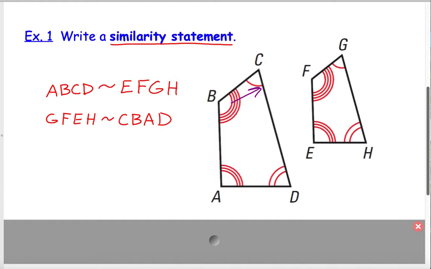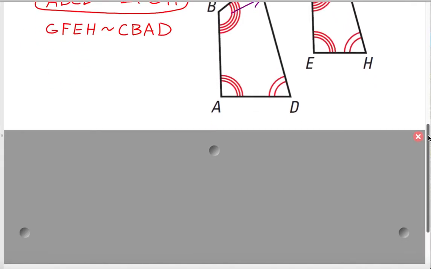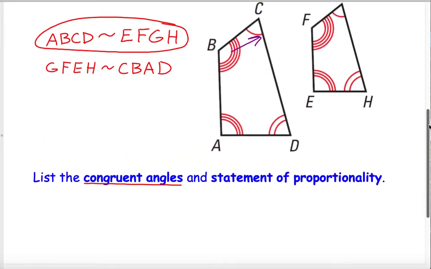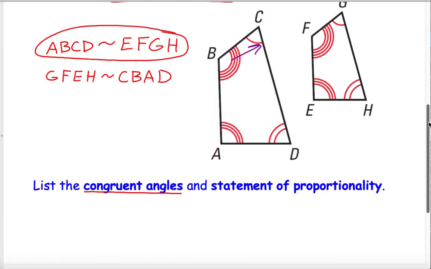But that's what a similarity statement is. You're saying one of the polygons is similar to the other. And the order you write the letters tells you how things match up. So another thing that you should be able to do is list the congruent angles. So from a similarity statement or from a picture, we can write all the angles that match.